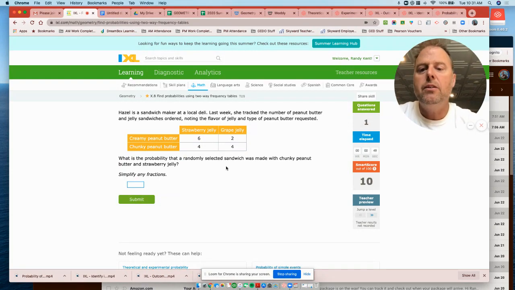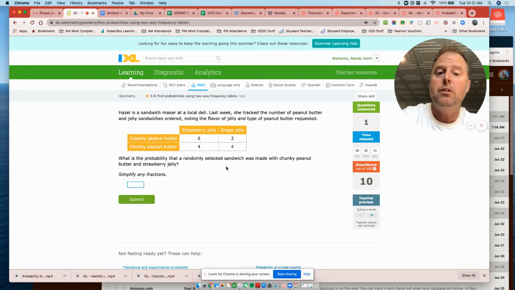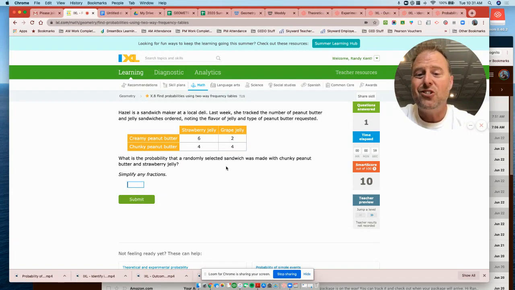Hazel is a sandwich maker at a local deli. Last week, she tracked the number of peanut butter and jelly sandwiches ordered, noting the flavor of jelly and type of peanut butter requested. So we have creamy versus chunky and strawberry versus grape. So it's the probability that a randomly selected sandwich was made with chunky peanut butter and strawberry jelly. So we have chunky and strawberry.